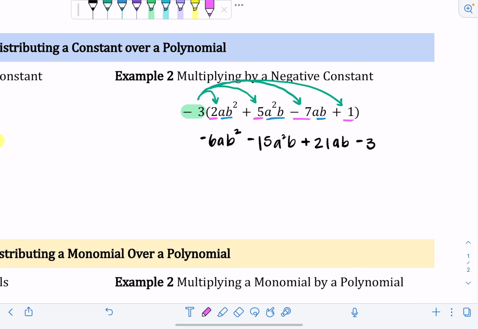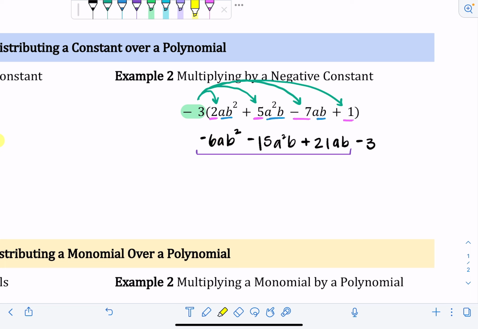From there, it's always good practice to check for like terms. In this expression, it seems like we may have some like terms, since we have a lot of a's and b's there, but to be like terms, they have to have the same exact variables to the same power. For example, all 3 of these terms have a's and b's, but they don't all have the same power. The first one has an a, the second one has an a squared, the third one has an a. So that second one, the one in the middle, is out.